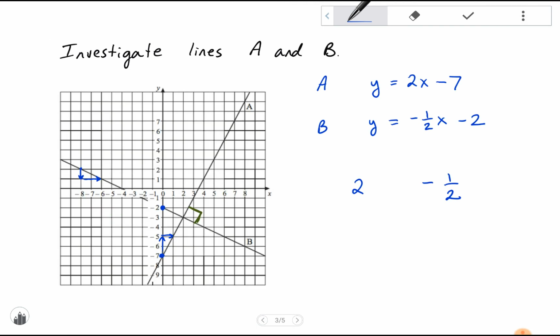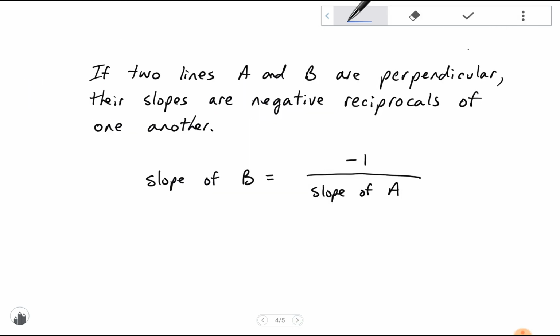So we can go back to our equation here. The slope of B, which is -1/2, equals -1 over the slope of A, which is 2. So if they're parallel, the slope is the same. If they're perpendicular, the slope is a negative reciprocal.